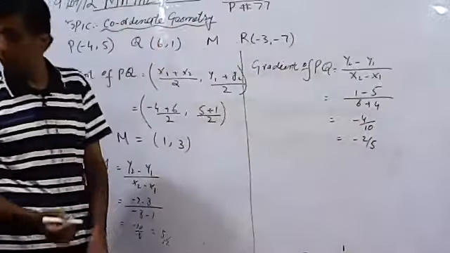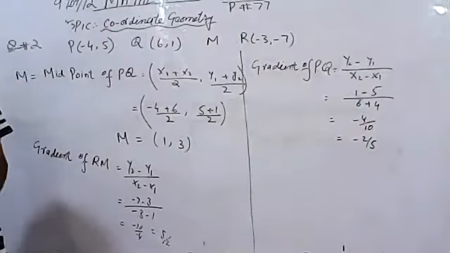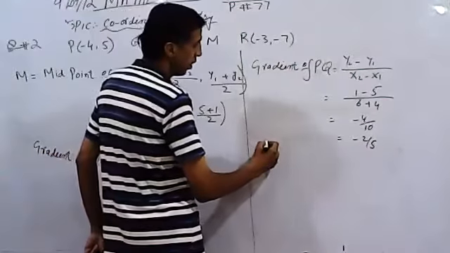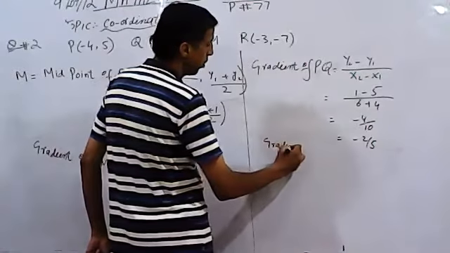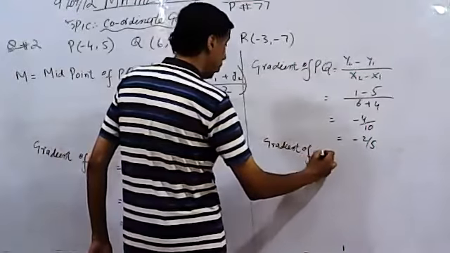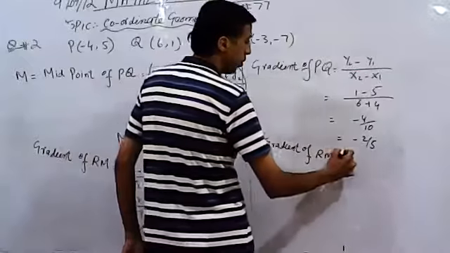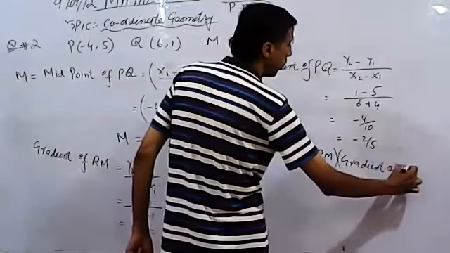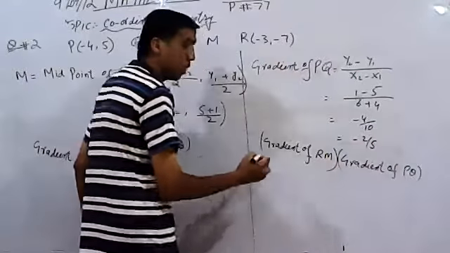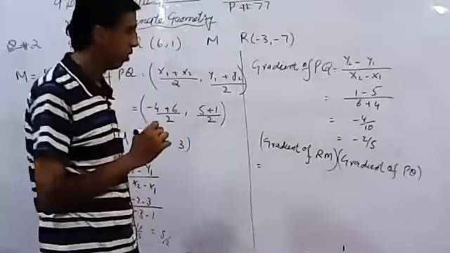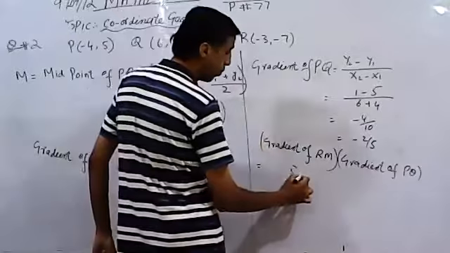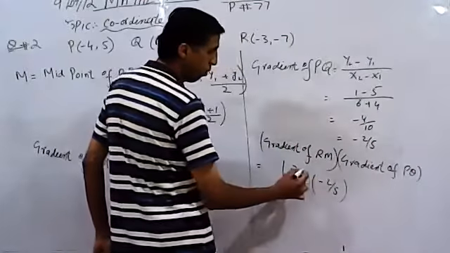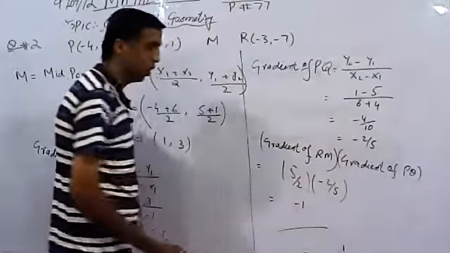Now, RM is perpendicular to PQ. We have to show it. The gradient of RM and the gradient of PQ, we will write. My answer should come minus 1. 5 by 2 times minus 2 by 5. If I make a cancellation, I will get minus 1.